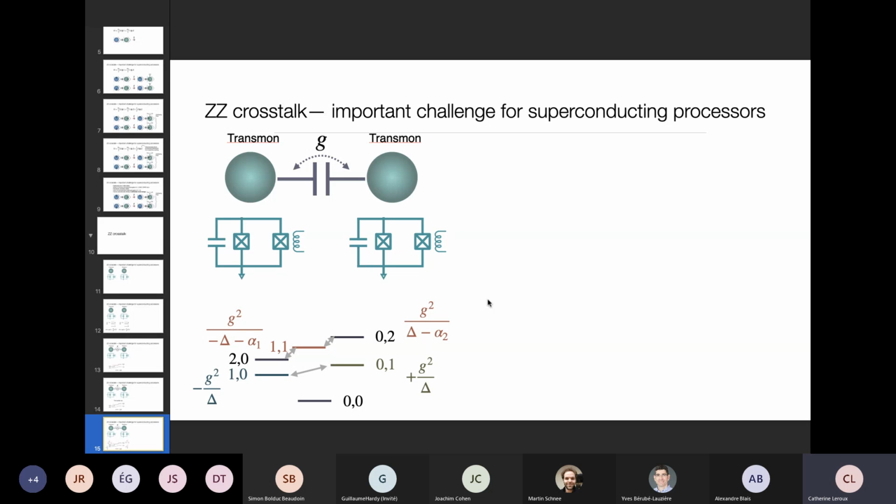You can compute energy shifts associated with all of these virtual transitions, but we can stop at the lowest order. For instance, the 0,1 state is going to be pushed by g squared over delta, where g again is the coupling rate between the 2 qubits. You can do this for the 1,0 state, but similarly for the 1,1 state. In the 1,1 state, you have shifts coming from both the 0,2 and 2,0 states. And in this case, it's going to be also renormalized by the anharmonicity, so delta minus the anharmonicity, for instance, of the second qubit, and minus alpha 1 for the first qubit.